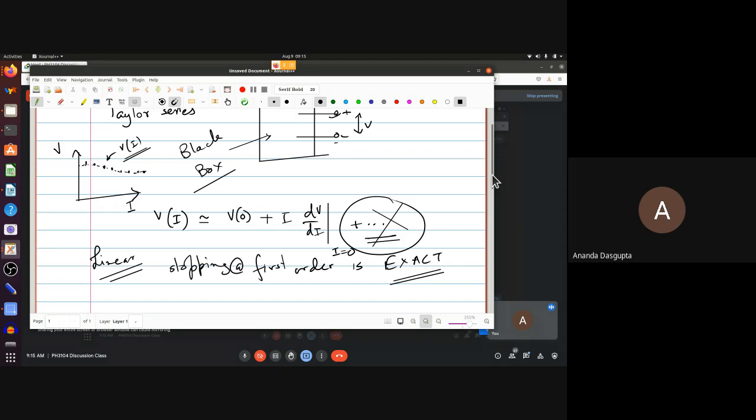If your circuit is composed only of resistors, capacitors, inductors, ideal resistors, ideal capacitors, ideal inductors, I should say, and voltage sources, then stopping at first order would be exact. Then Thevenin's theorem would be an exact result. If your black box contains nonlinear devices, it's an approximate result.